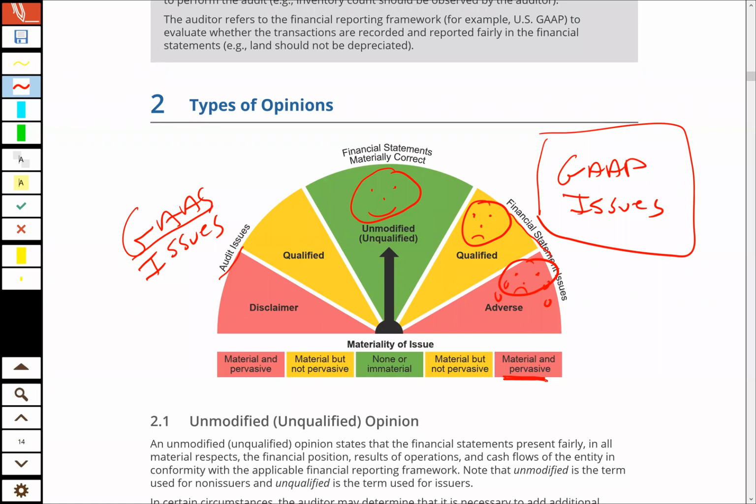Okay, so what happens? Now you've given an adverse opinion. So if there are so many problems with the financial statements, or the one problem is so bad that it has tipped you all the way to adverse, that's how you go from GAAP qualification to adverse. Okay, now you come over to the other side and notice that as we move away from the unmodified, unqualified opinion, we use the word qualified again for the GAAS issue side of our little chart here, a little scale here, whatever, okay?